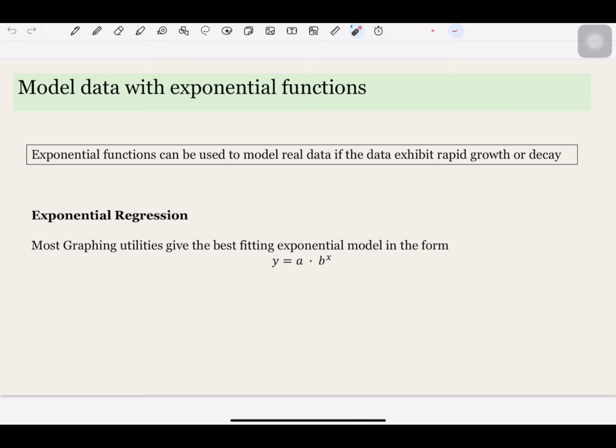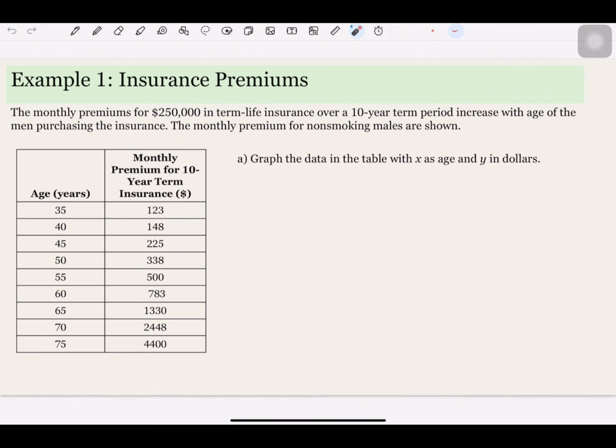Most graphing calculators or utilities can generate this model from a set of data points. Once we have the model, we can use it to make predictions and to better understand the trend in the data. Okay, so let's try an example to see how exponential regression works. You can pause this video and take a couple of minutes to read this question and understand it better.